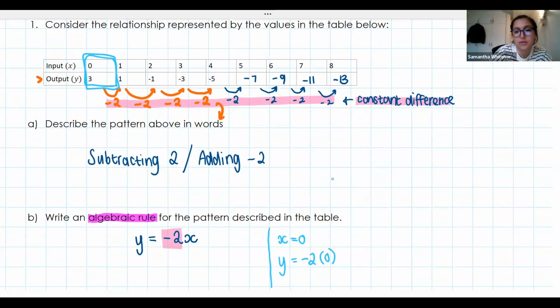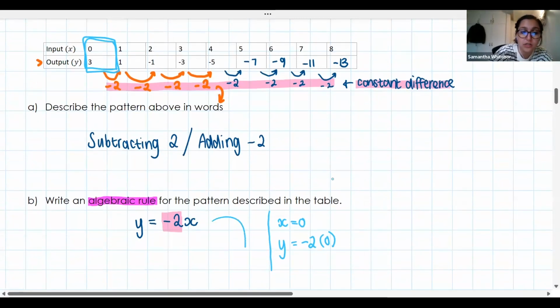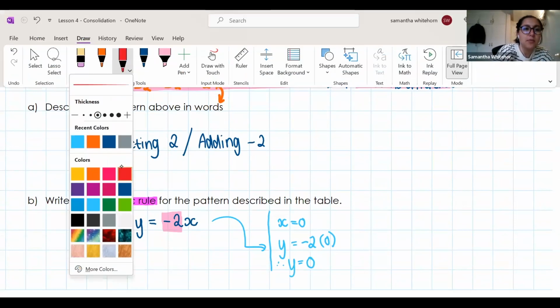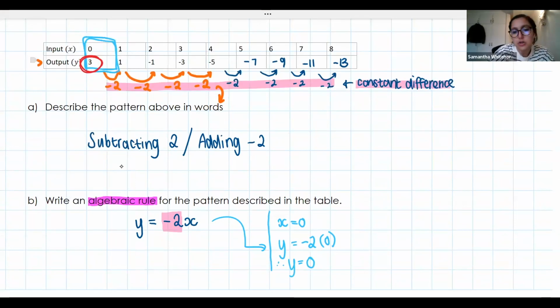-2 times 0. So that's what I have so far, according to my rule. I get a y value of 0 because 0 times anything is 0. But remember, that's not what we want. We want an output value of 3. So the question is, how do I get from y equals 0 to an output value of y equals +3?